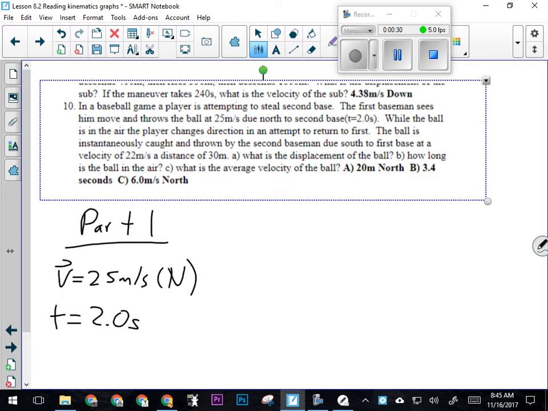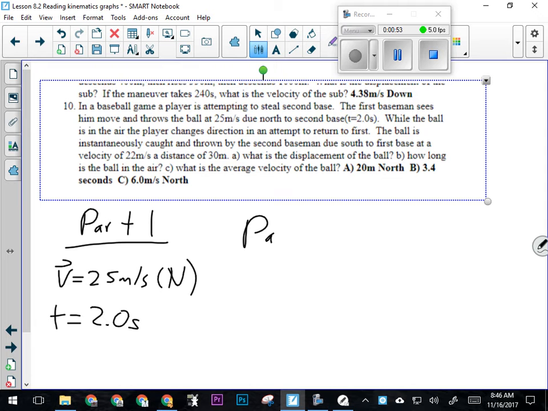While the ball is in the air, the player changes direction in an attempt to return to first. The ball is instantaneously caught and thrown, because it makes it really difficult if we take into account the time it takes for the person to catch it and then return it. So we're just assuming it bounced off of him instantaneously back. They throw it at 22 meters per second, a distance of 30 meters.